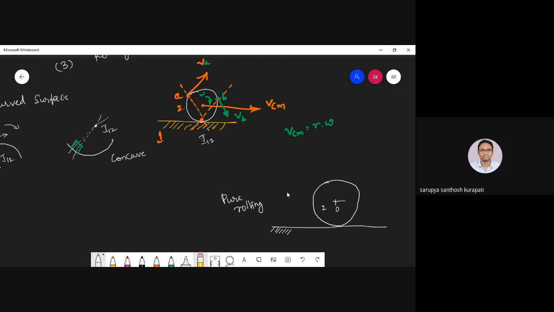The linear velocity of the roller should be in this direction. That is, the velocity of the center of mass should always be perpendicular through the center of rotation. If this is in pure rolling condition, then while rolling it is moving with some angular velocity omega, yes or no? Yes, sir. And the radius of rotation is say r. So the velocity of CM is equal to r into omega.